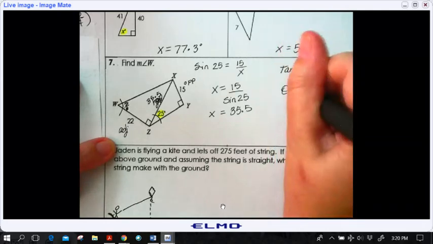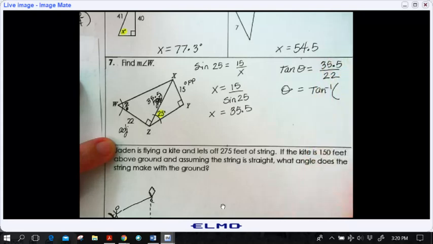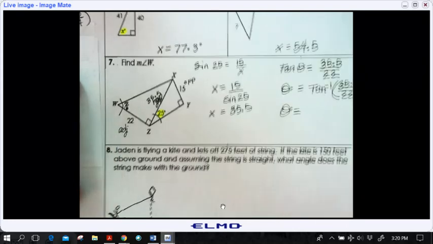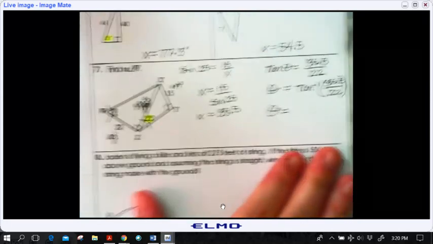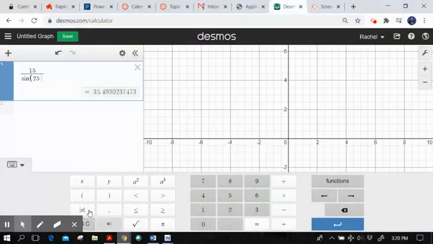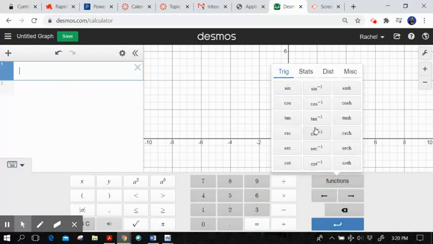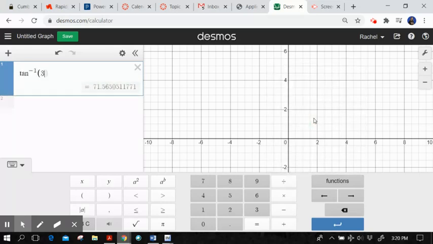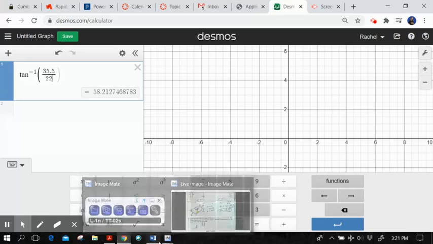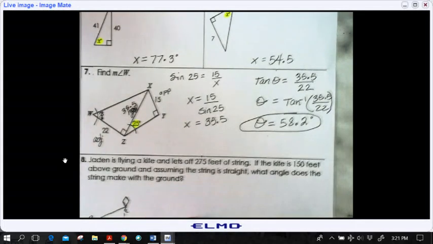So to get that angle measure by itself, I'm going to do tangent inverse, and then I'm going to type in those numbers, and that's going to give me my angle measure. So let's go do that. I'm going to go back to Desmos and delete all this. And so I'm typing the tangent inverse of 35.5 divided by 22. And I get 58.2 degrees. And that is my answer. That is on my notes, 58.2 degrees.